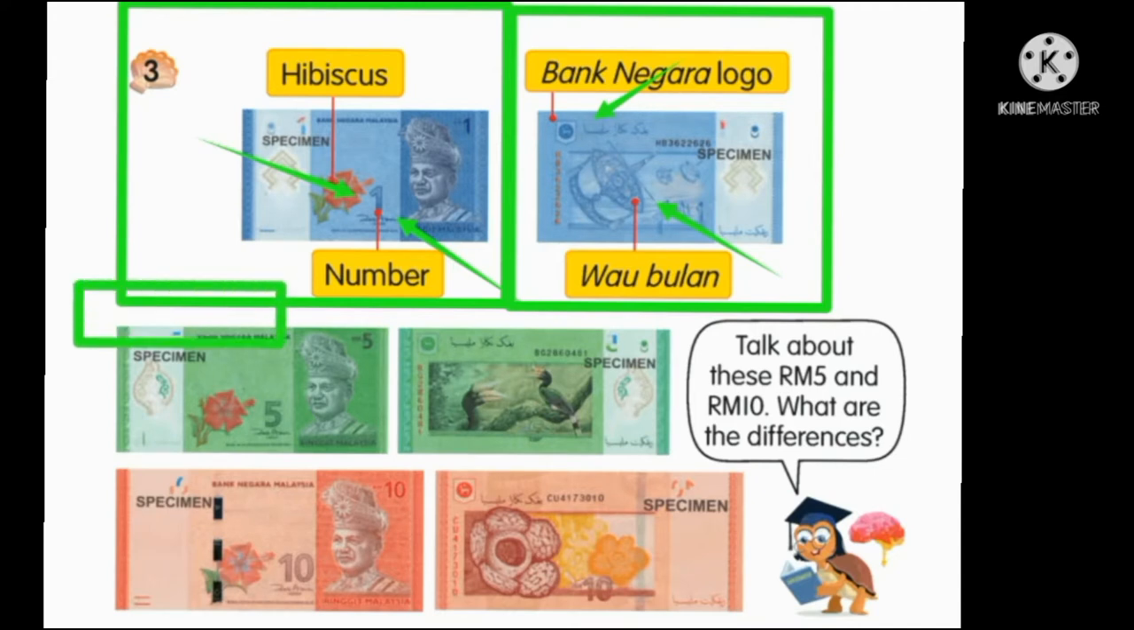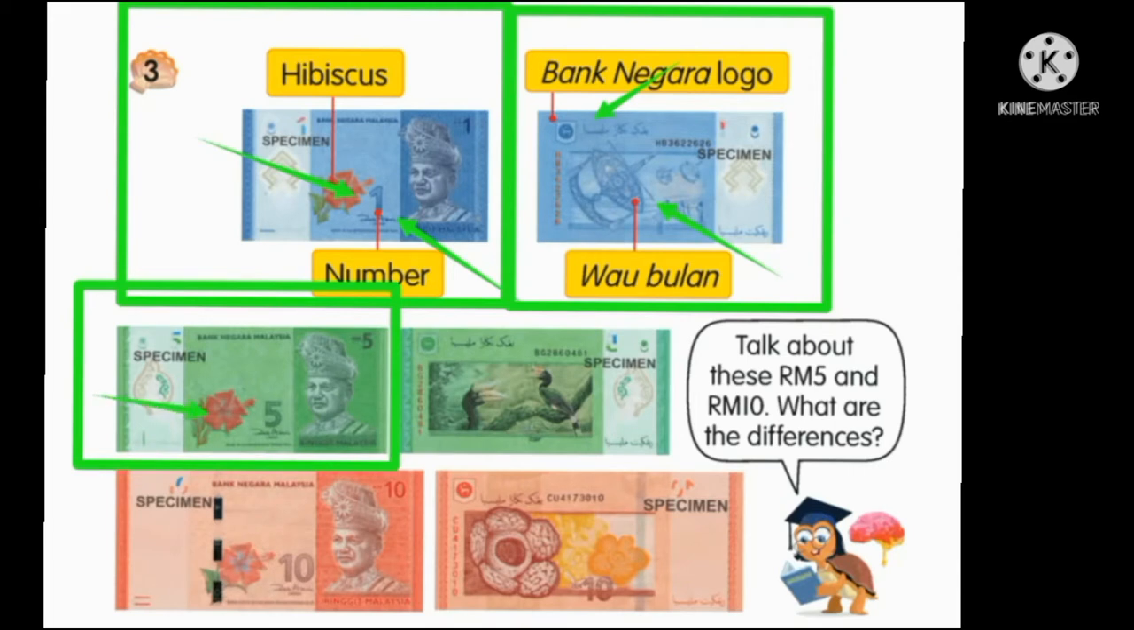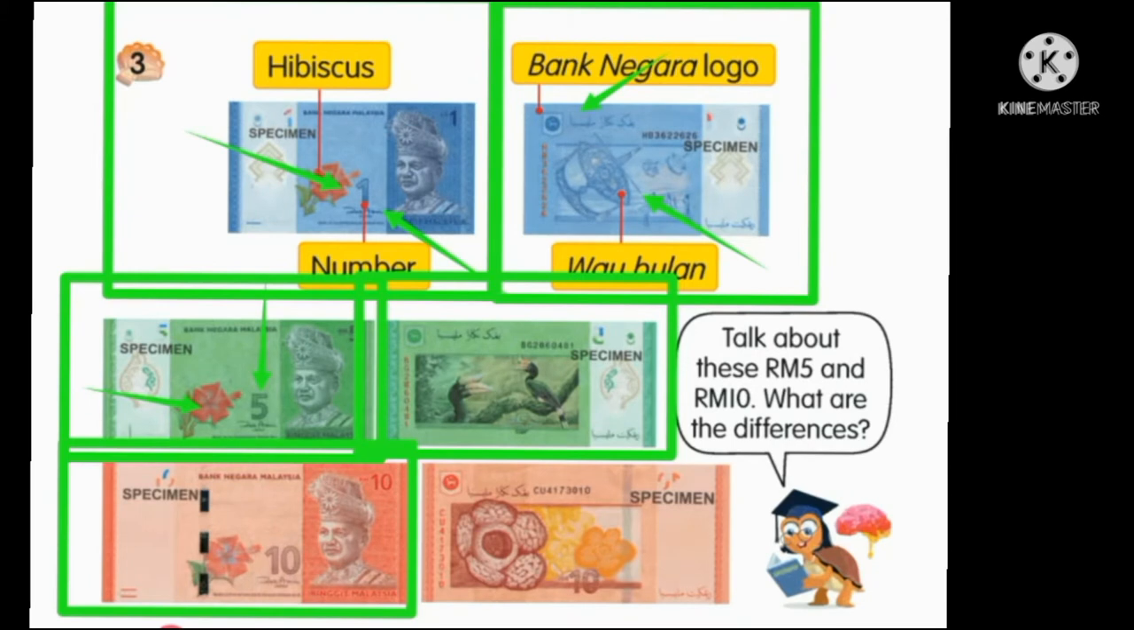Then for 5 ringgit, the color is green. We can also see hibiscus and the number 5. At the back of the 5 ringgit note here is the hornbill. Then for 10 ringgit, it is in red color. We can also see the number and hibiscus. At the back of the ringgit, we can see the rafflesia flowers here.